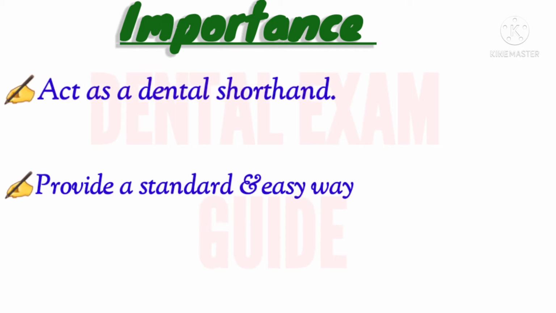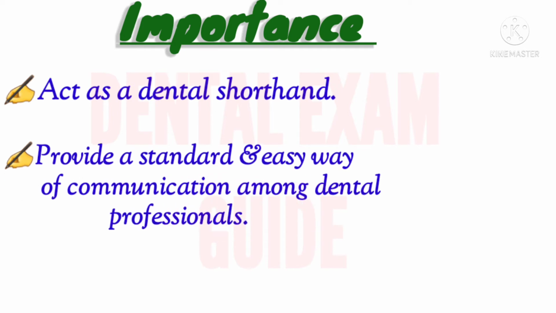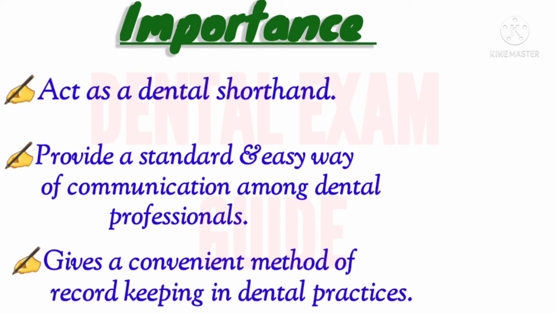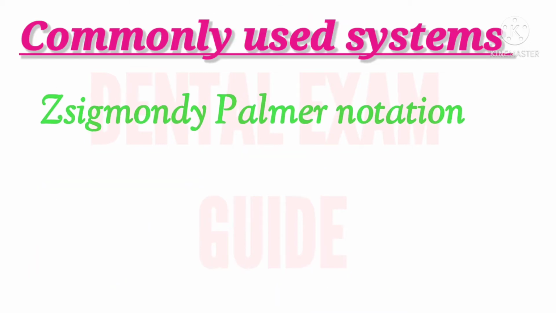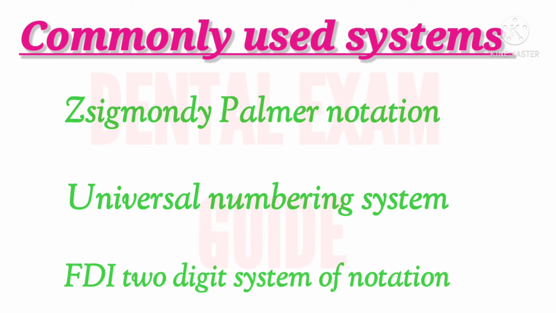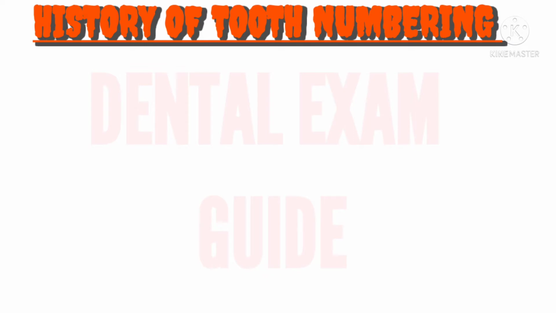It provides a standard and easy way of communication among dental professionals, students, care providers, and anthropologists. It also gives a convenient method of record keeping in dental practice. There have been more than 32 different tooth notation systems in the world, but only 3 systems are commonly used. That are Sigmondy Palmer system, universal numbering system, and two-digit numbering system, which is proposed by FDI, Federation Dentaire Internationale, or World Dental Federation. Let's have a look at the history of the tooth numbering system.